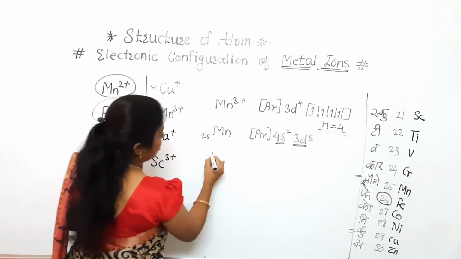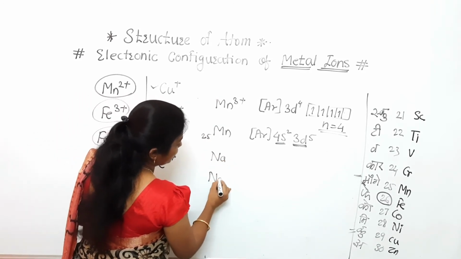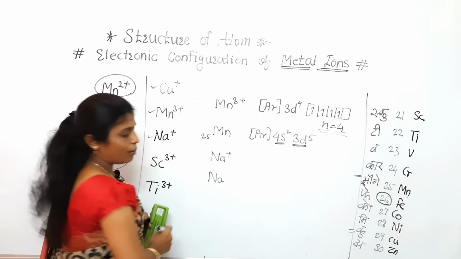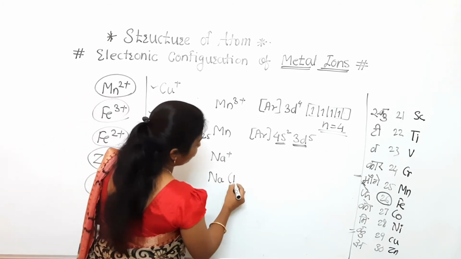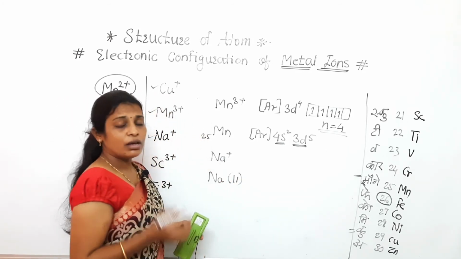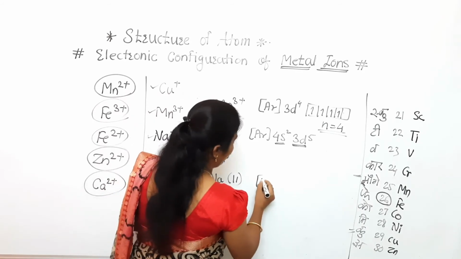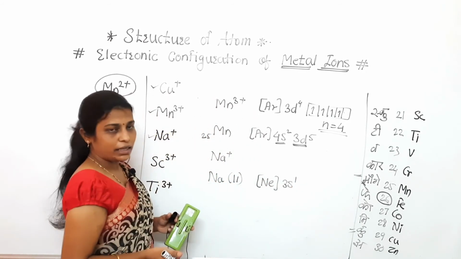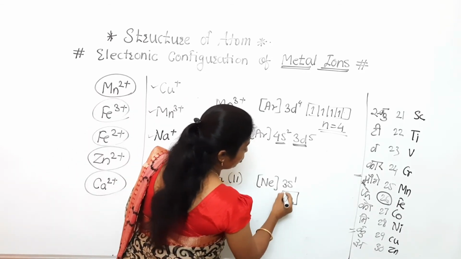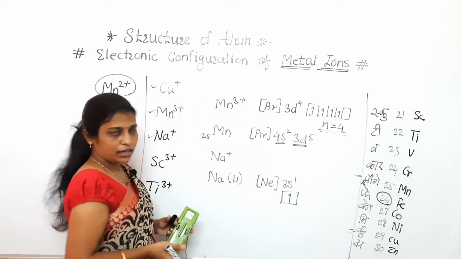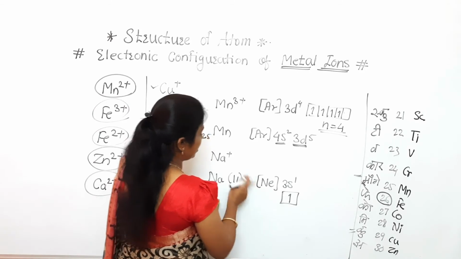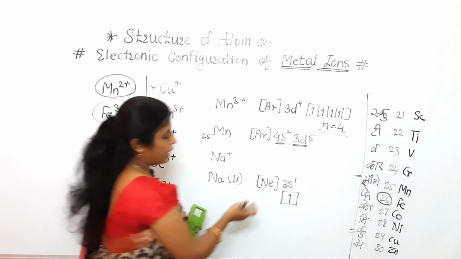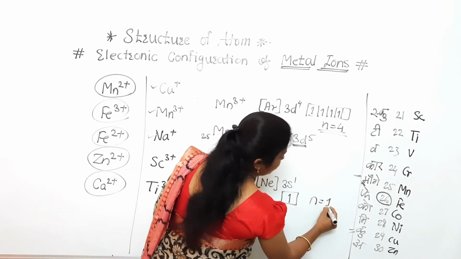Next one is Na plus. Before going towards Na plus, we will discuss sodium. Sodium has the atomic number 11. Means here we have to consider neon. After that 3s1 will be there. Here, for the neutral one, only one electron is there, so the number of unpaired electrons will be 1. If it loses it, then it will become Na plus.